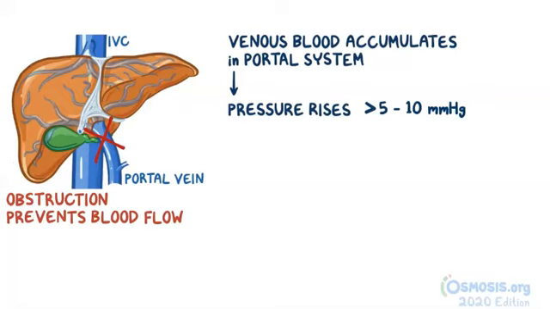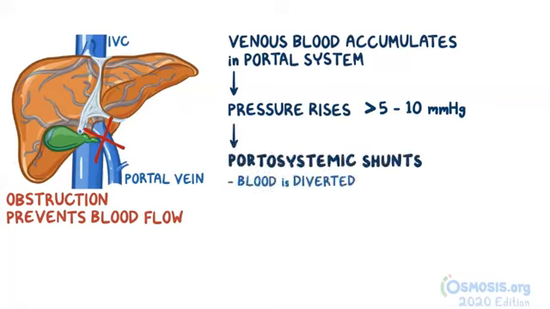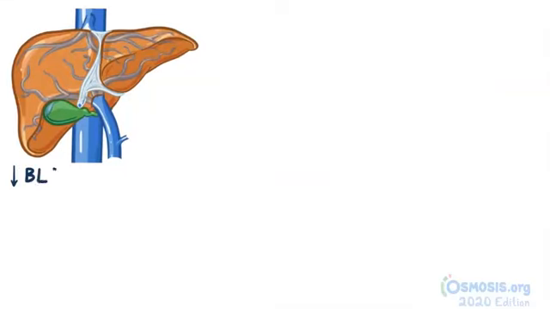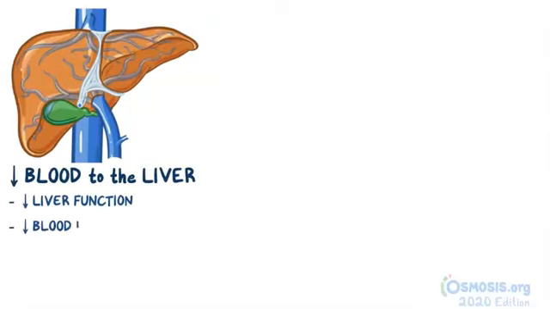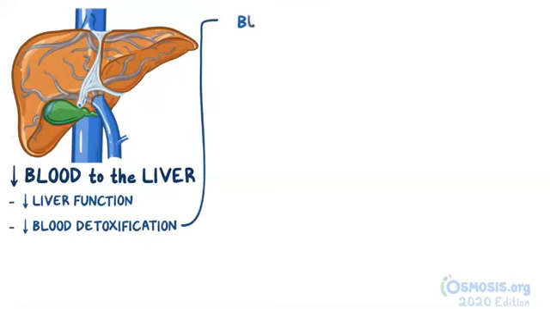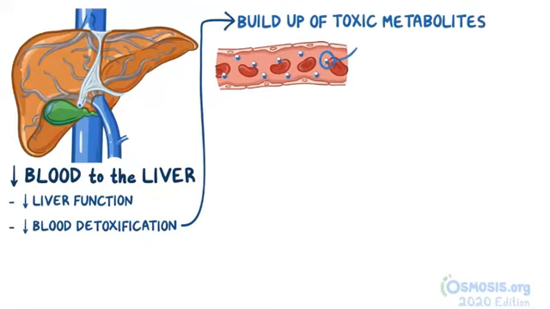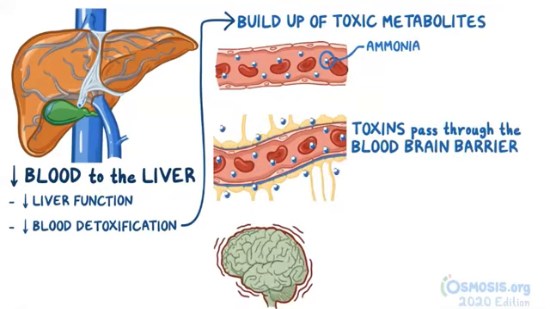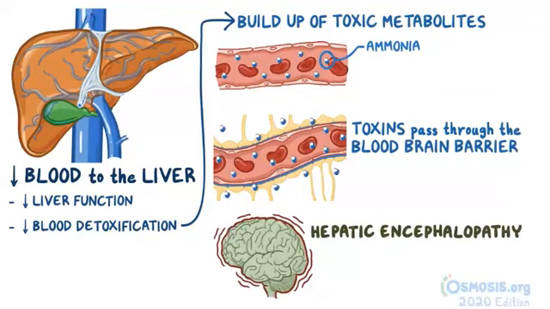Portal hypertension leads to the formation of portosystemic shunts, which is when blood is diverted away from the portal venous system and backs up into the systemic veins. So first, less blood gets to the liver, causing diminished liver function and decreased blood detoxification, which leads to a buildup of toxic metabolites like ammonia in the blood. Ammonia and other toxins can pass through the blood-brain barrier and cause hepatic encephalopathy.